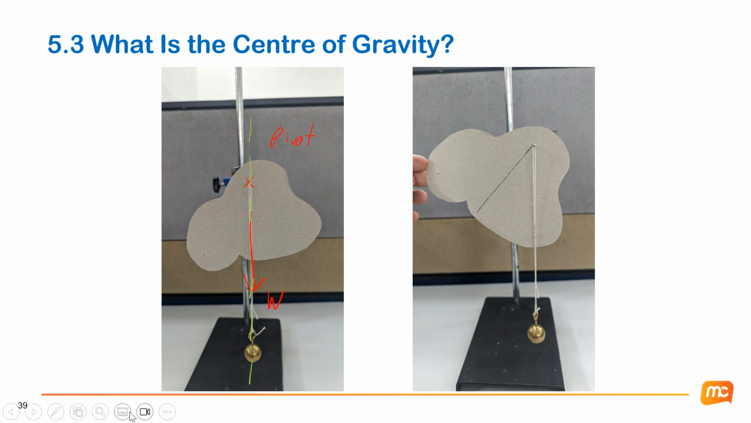So in the next picture on the right, I've drawn a line that is aligned to where the string was, and I know the weight must act somewhere along this line. I don't know where it is, but it must be somewhere along this line. It could be, for example, acting from this point or from this point. We don't know.